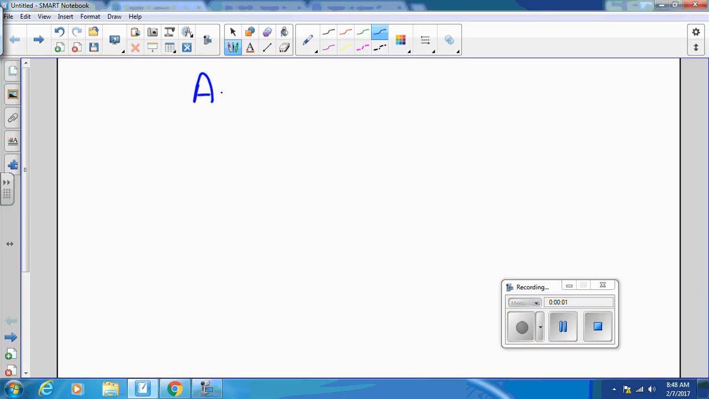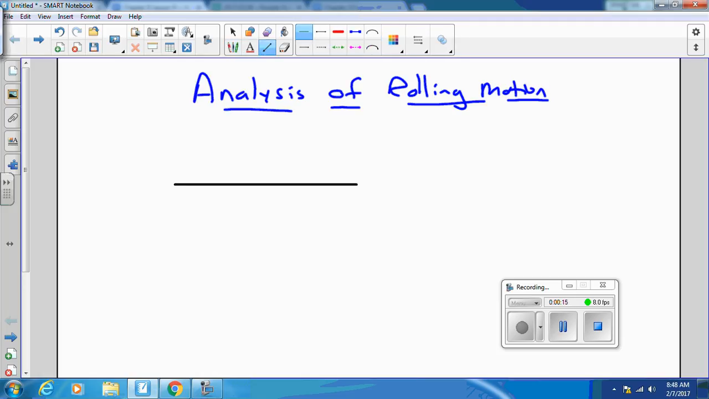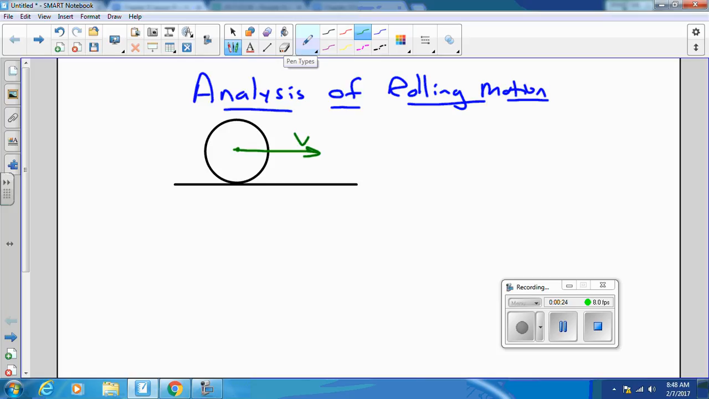Okay, so we're going to be doing analysis of rolling motion. And I want to review a little bit of what we talked about yesterday and consider an object that is rolling along here with a speed of v and an angular speed of omega.